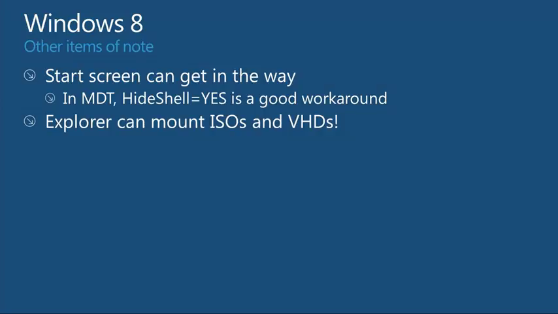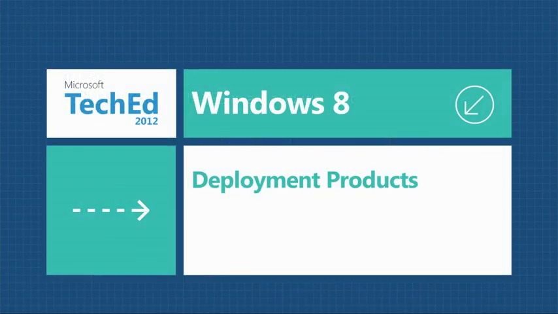Another nice feature inside of Windows 8, I don't know how many of you have had to go out and try to find a third-party tool to mount ISO files. Windows 8 finally can do that. So you can mount an ISO file in Explorer just by right-clicking on it and saying mount. The same will also work for VHDs. So if you have a VHD or VHDX file, right-click on it, say mount, and it'll take care of the rest. So very nice.